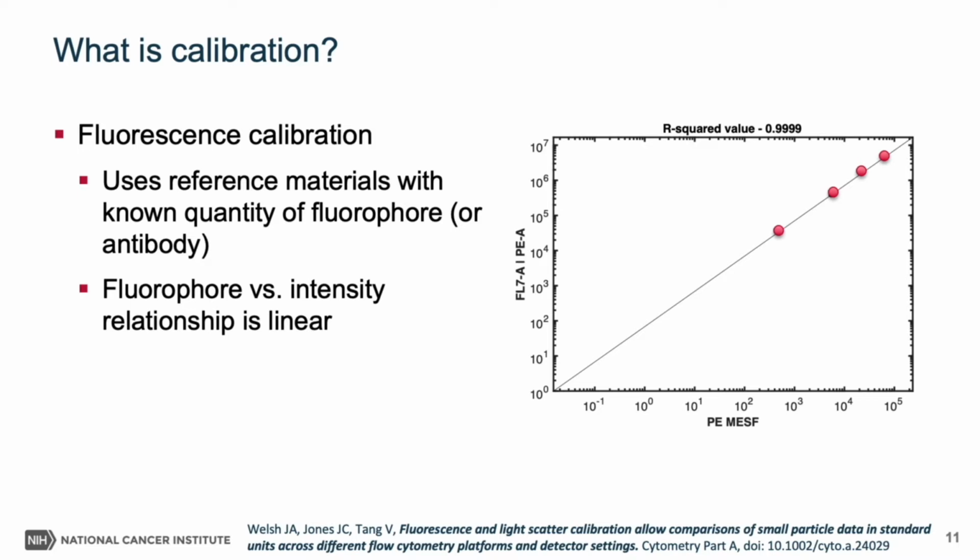For the majority of flow cytometers, we're only quantifying 2 different signals, the fluorescence signal and the light scatter signal. For fluorescence calibration, we tend to use reference materials that have known quantities of fluorophore on their surface or known antibody binding capacity. This relationship between the number of fluorophores and the intensity in the majority of cases should be linear.